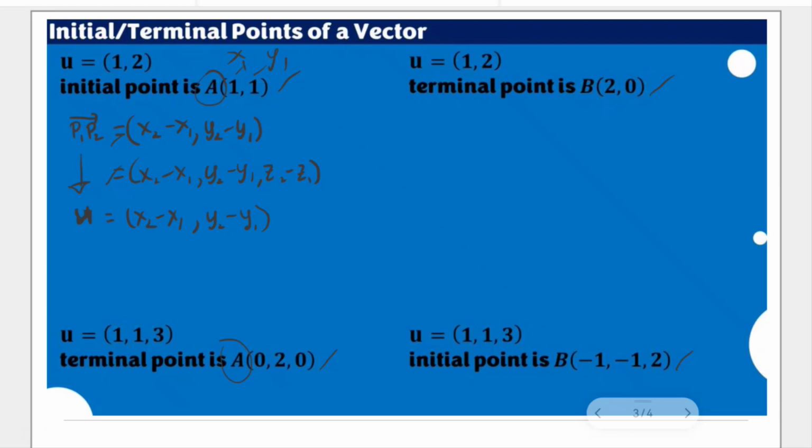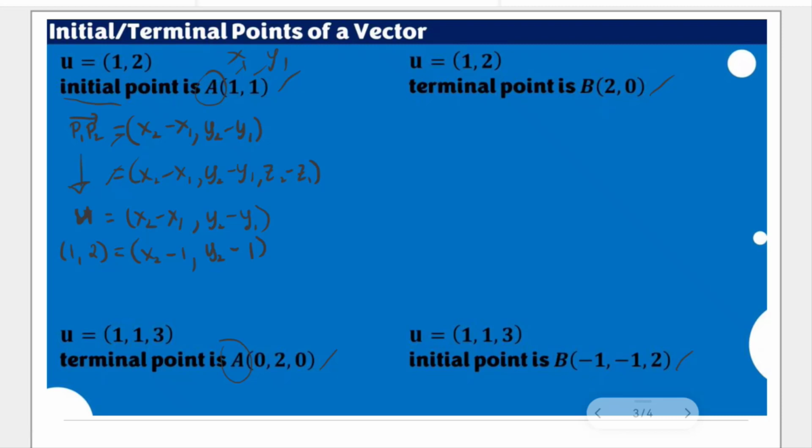Because A is your initial point. And if we're going to place here the component for vector u, 1, 2 is equal to x sub 2 minus your x sub 1, which is 1, originally given, and y sub 2 minus 1 as well. So let us try to solve for the value of x sub 2 and y sub 2. And actually, we are solving here for the terminal point, because it's the initial point that is given.